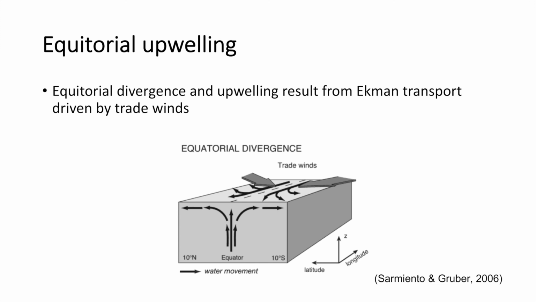The Ekman transport can explain the upwelling at the eastern basin margins in equatorial regions as well. In the north, the trade winds moving southwestwards will give an Ekman transport to the northwest, while in the south, the trade winds moving northwestwards will drive an Ekman transport to the southwest. This leads to the divergence of surface water at the equator and upwelling of water from depth.